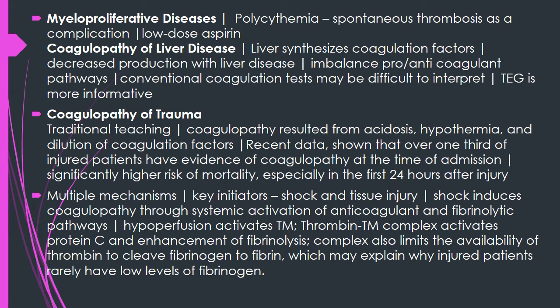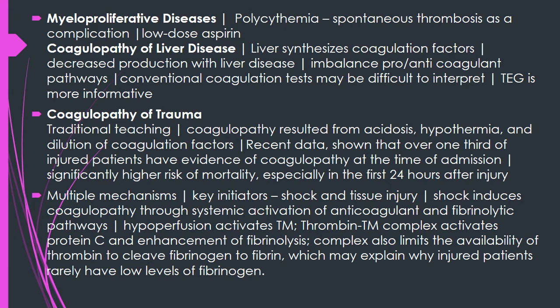The liver disease can also lead to coagulopathy because the liver is the site of production of all the coagulation factors and also certain anticoagulant factors. So these levels reduce with liver disease, and there is an imbalance between the pro and the anticoagulant pathways. Conventional coagulation tests are not useful to interpret the extent of disease. Therefore, TEG is more informative in this condition.